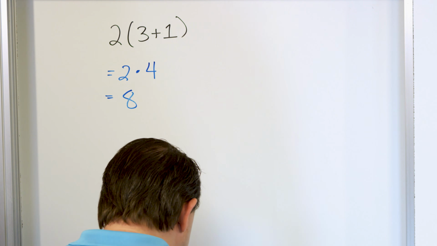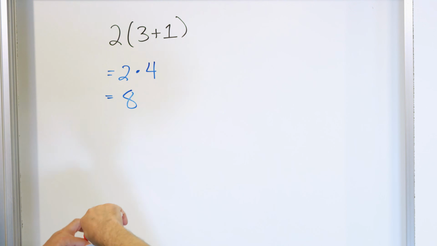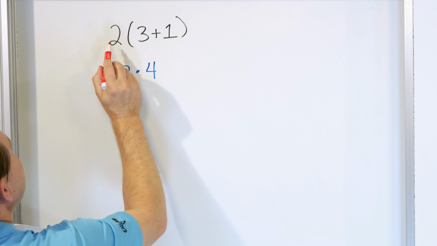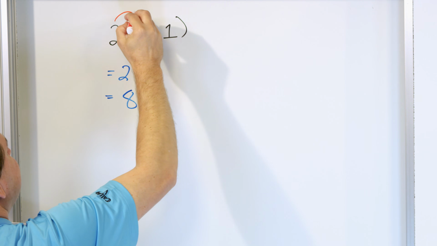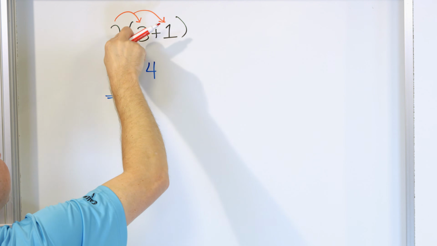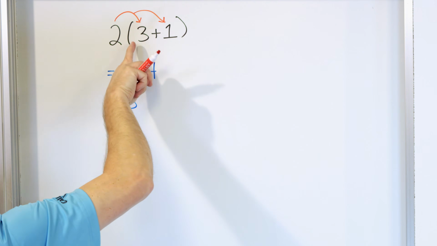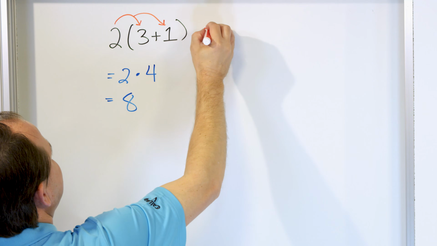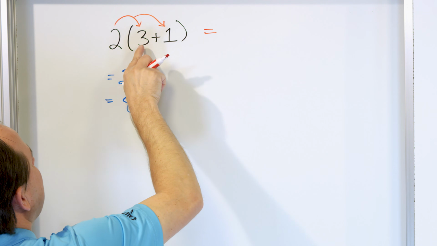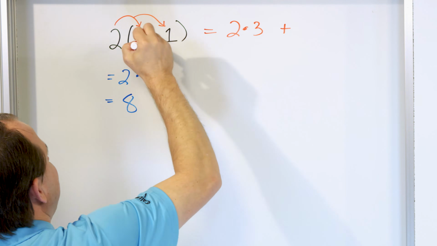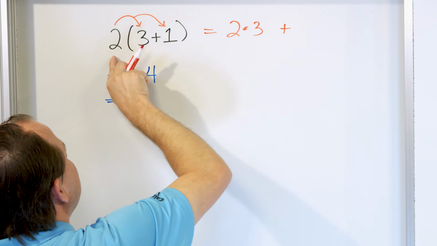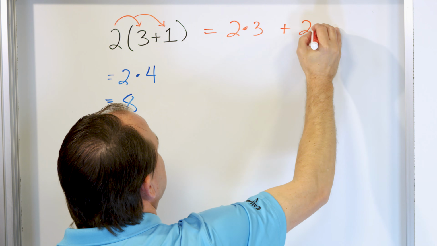Now, what would we do if we wanted to solve it a different way, by distribution? Remember, the 2 is on the outside. It can be distributed in and multiplied in times each interior term, because the multiplication is happening times the whole thing. We can kind of go in there and bomb everything on the inside. So the 2 times the 3, we just write it as 2 times 3. And then we have a plus sign, which comes from here, and then the 2 times the 1, right?